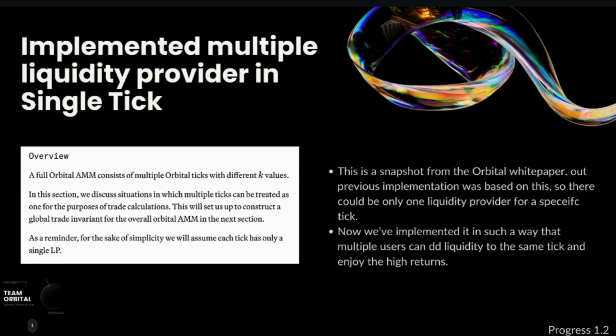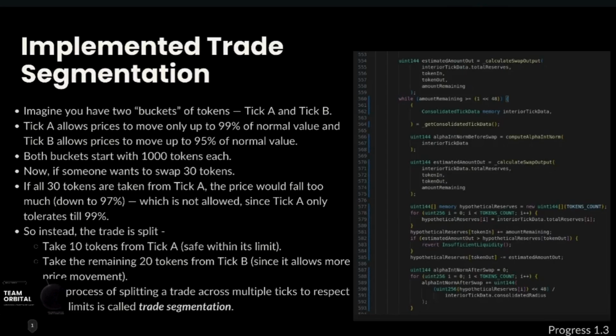And the second thing is implementing multiple liquidity providers in a single tick. This is what we've done beyond the white paper. The white paper only allowed a single liquidity provider for a single tick, but we expanded it and made it work for multiple liquidity providers. And we implemented the trade segmentation part.